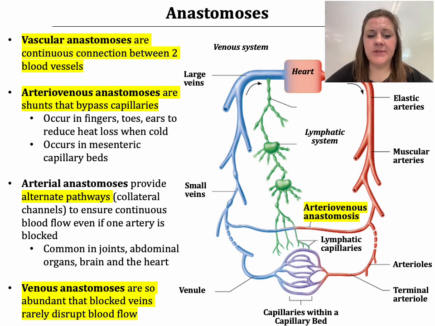Then for venous anastomoses, these are extremely abundant. There are many, many detours that blood can take within the venous system on its way back to the heart. So much so that a blocked vein rarely disrupts blood flow, rarely really causes a problem. If someone has varicose veins, which I'll talk about shortly, we can just take that vein right out, just remove it, and it's not a big deal because there are so many detours that blood can take within the venous system. Okay, so now we'll talk more about that arteriovenous anastomosis in relation to the capillary bed.